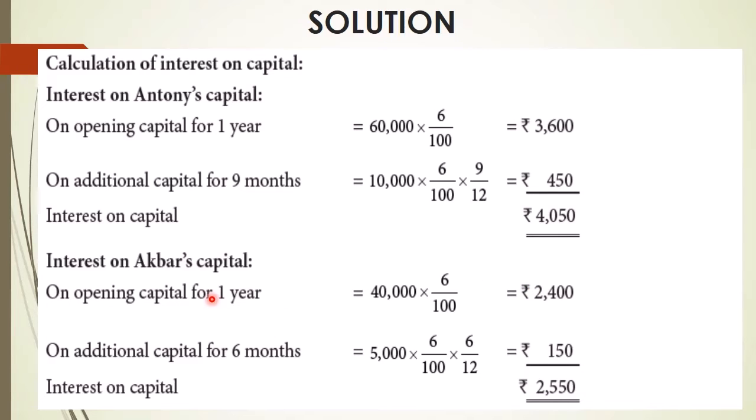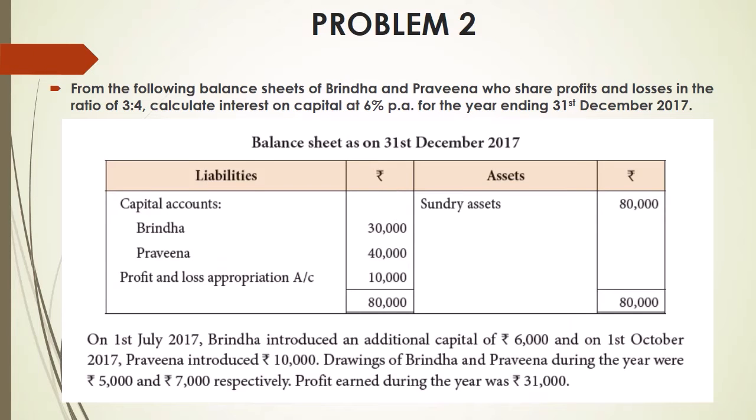Next, as we saw in the question, it was not mentioned when the additional capital was introduced. So if it is not mentioned in the problem, then we will take it as 6 months. So this is a condition: for any problem, if the date is not given, then we will take it for 6 months. So 5,000 into 6 by 100, that is the rate of interest, into the period of interest, 6 by 12. So that gives us rupees 150. So the total is 2,550.